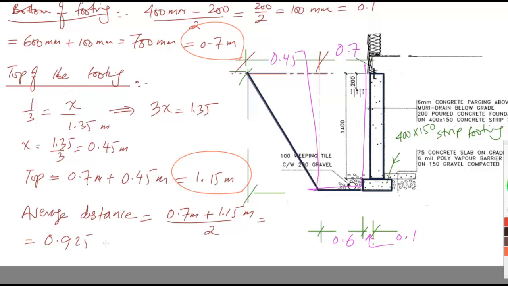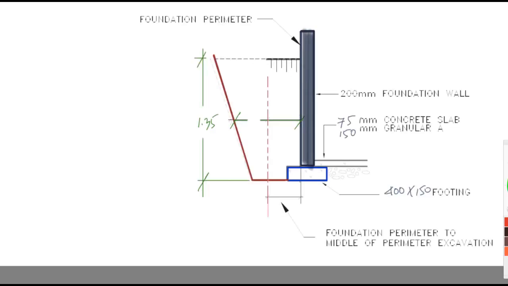0.925, so we will round this up to 0.93 meters. Okay. So now that we calculated the average distance, now we'll start to do the real calculation for that part. Now I have this distance given. I calculated already this distance to be 1.35, and I have this distance equal to 0.93 meters.